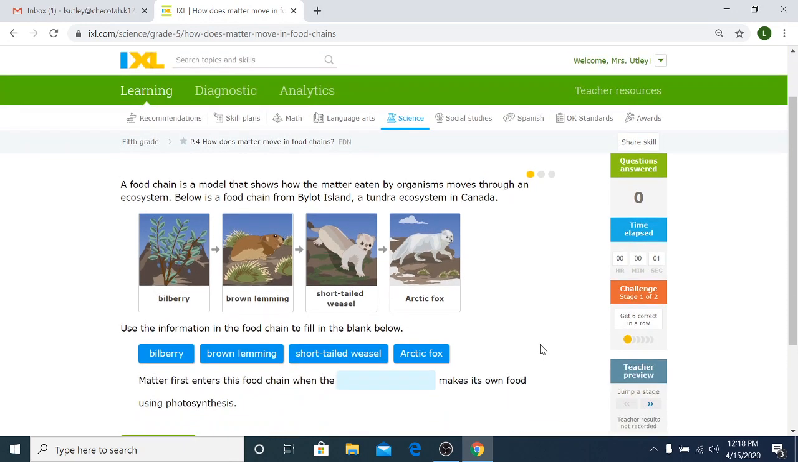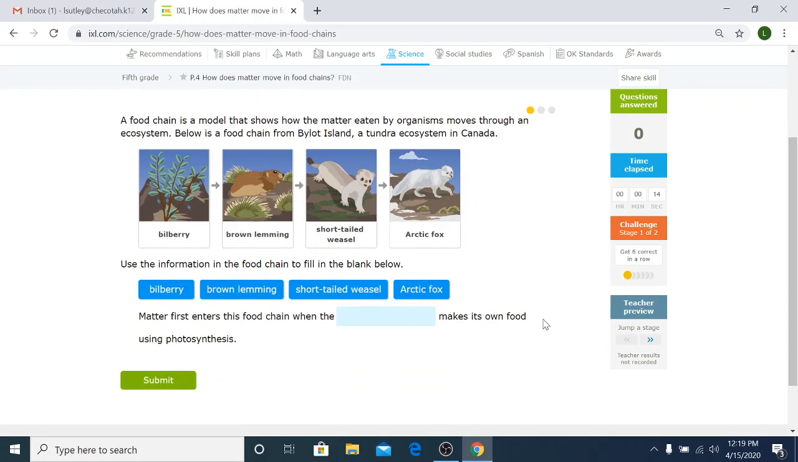Now, a food chain is a model that shows how the matter eaten by organisms moves through an ecosystem. Below is a food chain about Bylot Island, a tundra ecosystem in Canada. Notice that it tells us we have bilberries, and the arrows show us the direction of the movement. And then the brown lemming, the short-tailed weasel, and the Arctic fox. So use the information in the food chain to fill in the blank below.